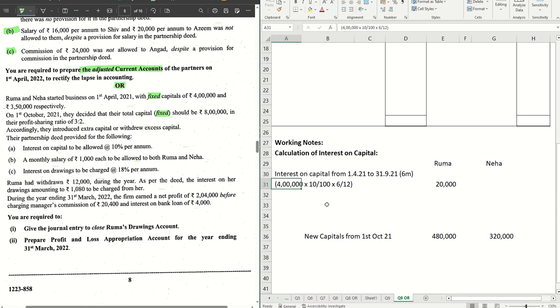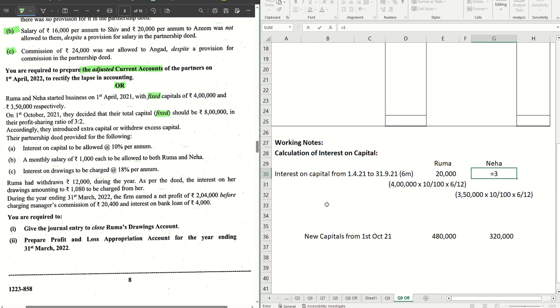Same thing, we have to do it for Neha as well. So we can shift this entire calculation for our reference to here so that we can use it as a reference. Okay, so for Neha, how much do we get? That is 3,50,000 multiplied by again 10 by 100 multiplied by 6 by 12, right? Now if you do the calculation, how much do we get? That's 17,500. Okay, that is for the first 6 months.